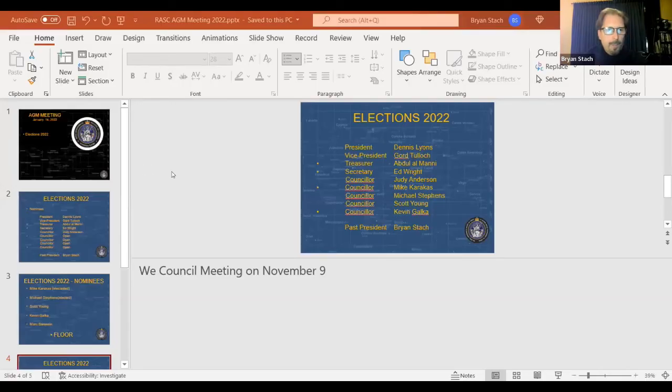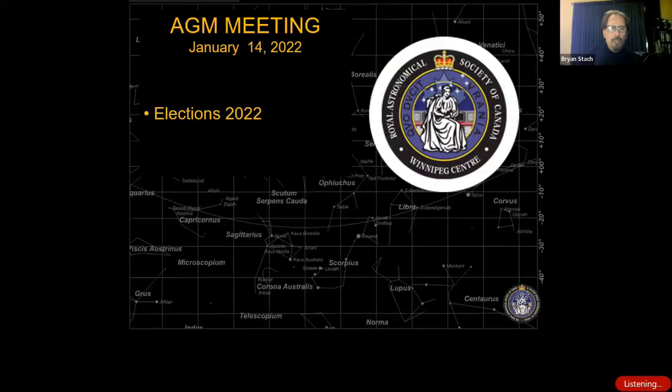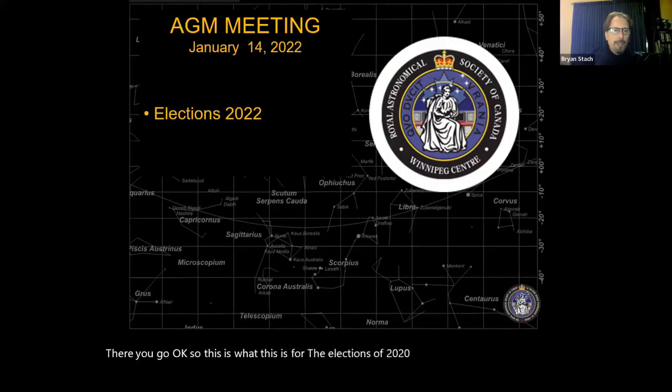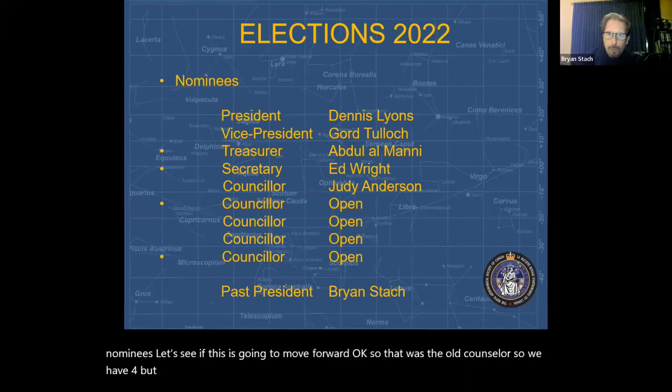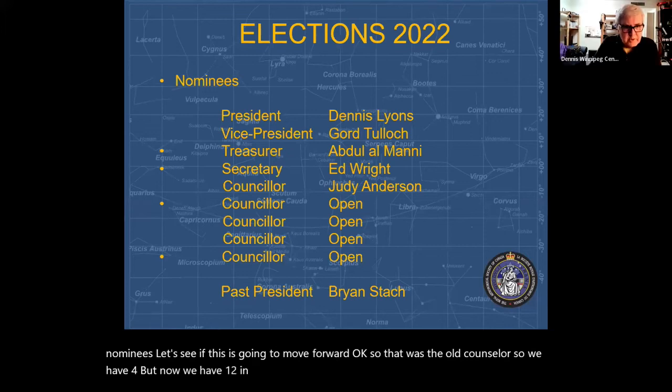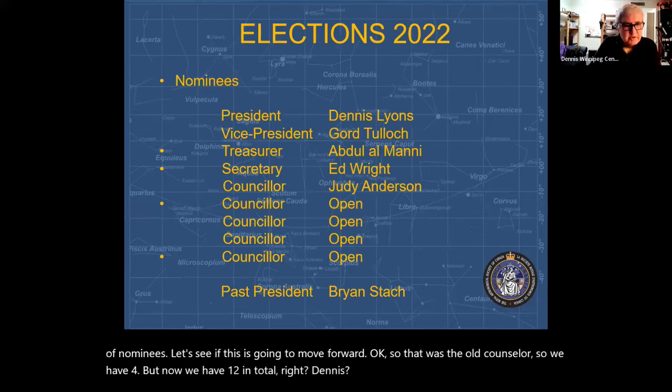Okay, so this is for the elections of 2022. I did get quite a number of nominees. Okay, so that was the old councillors. So we have 4, but now we have 12 in total. Brian, just before you move on, Michelle had her hand up. I'm sorry, I don't mean to cut you off. I just want to see if she had something she needed to say for the election.